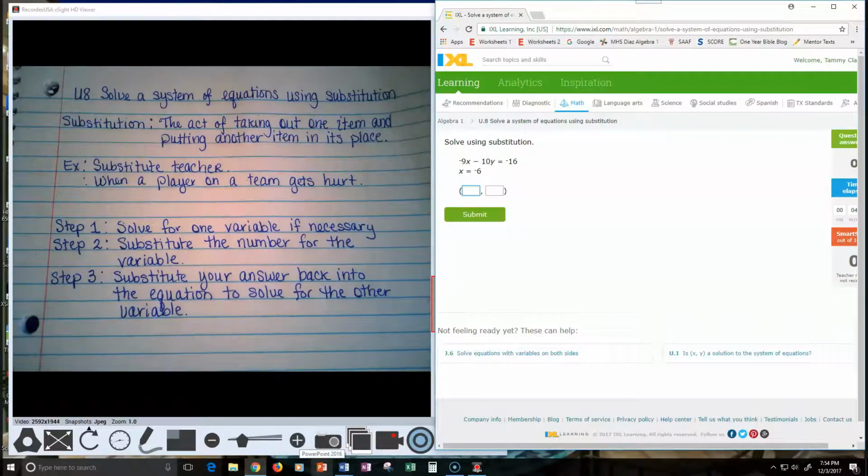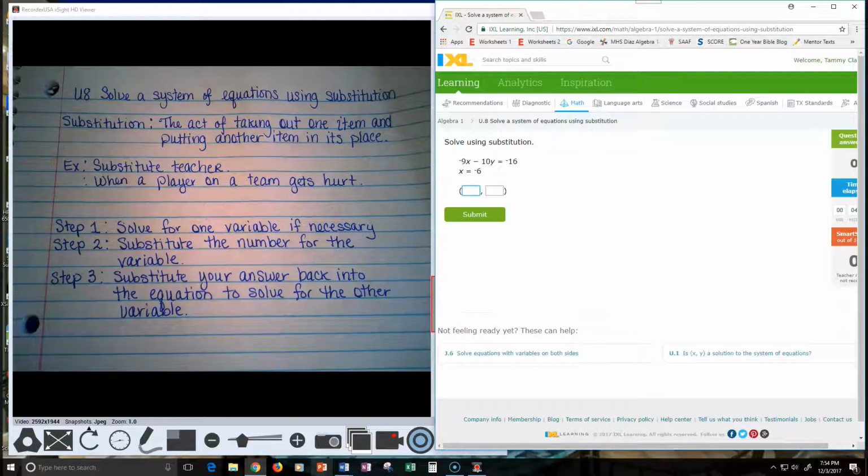All right, let's take a look at U8. And this is where we finally get into using some more calculations. I've taken the liberty to jot down some notes for you that you'll want to remember as you move through U8. We're going to look at solving a system of equations using substitution. Now keep in mind, substitution is the act of taking out one item and putting another in its place.